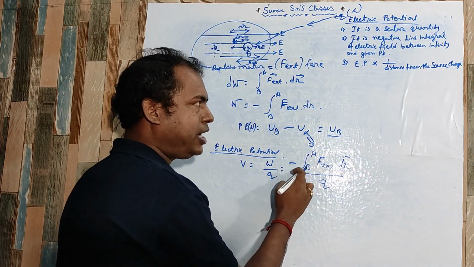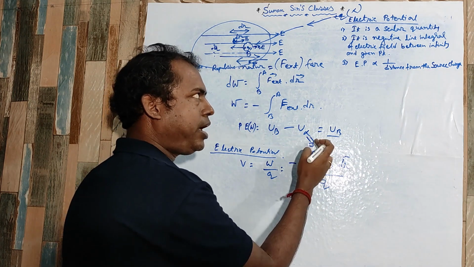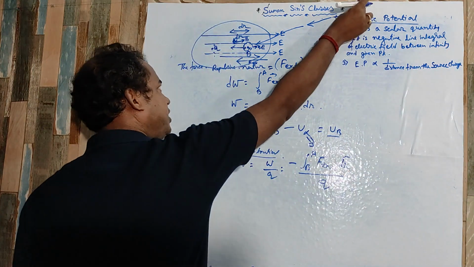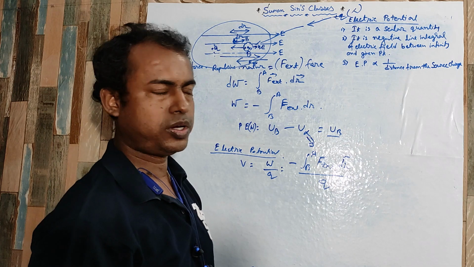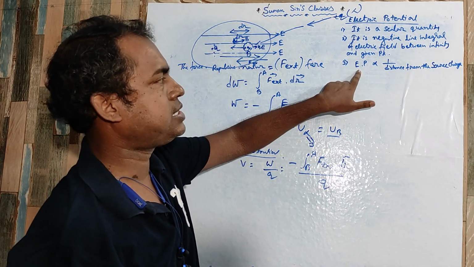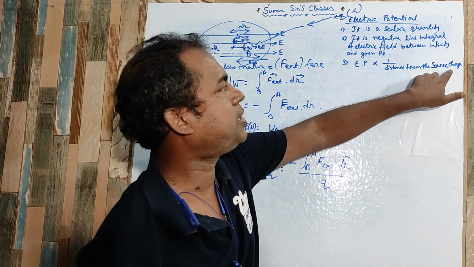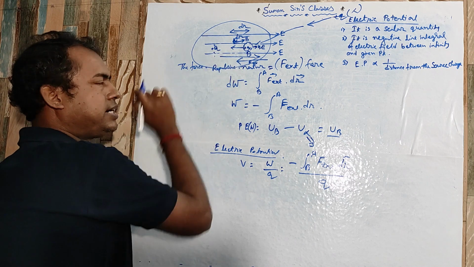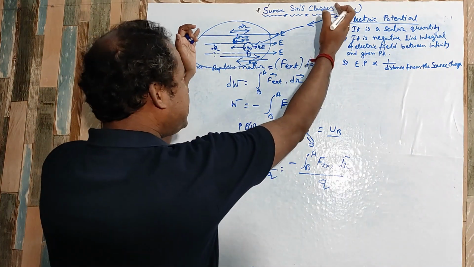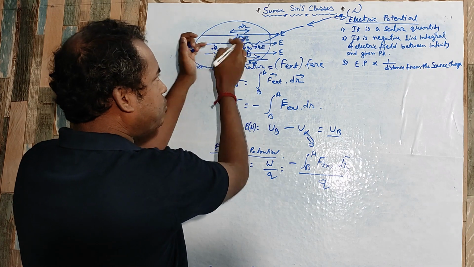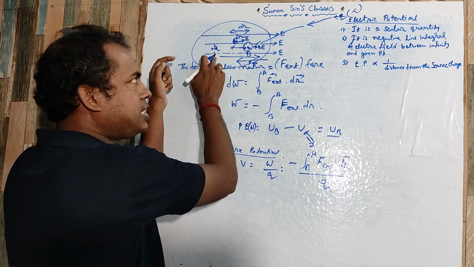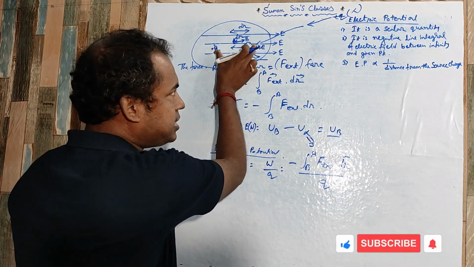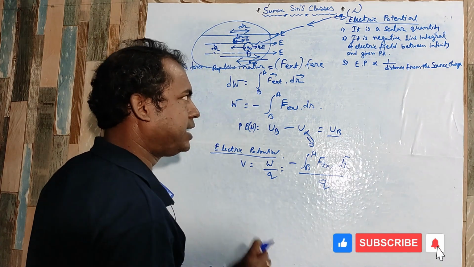So this line integral is taken over the line from B to A. That means line integral of the electric field between infinity and the given point. Next, the electric potential is inversely proportional to the distance from the source charge. As the distance from the source charge increases, the electric potential decreases. When we are very close to the source charge, capital Q, obviously the electric potential increases. As distance increases, electric potential decreases in this case.